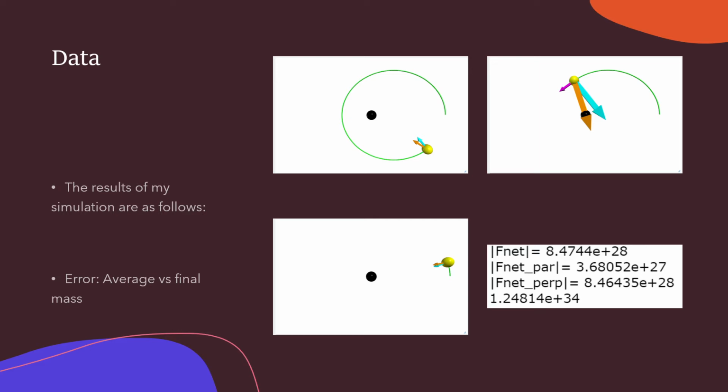So the mass of my black hole ended up being 1.24 times 10 to the 34th newtons. Sorry, not newtons, kilograms. But the only source of error I can think of here is that the way the lab works is that it calculates the mass of the black hole for each time step. So the final mass that I received is actually the mass calculated at the final time step, and so it's not an average, which is what I could have done to make it more accurate, but I'm not really familiar enough with coding to know how to do that.